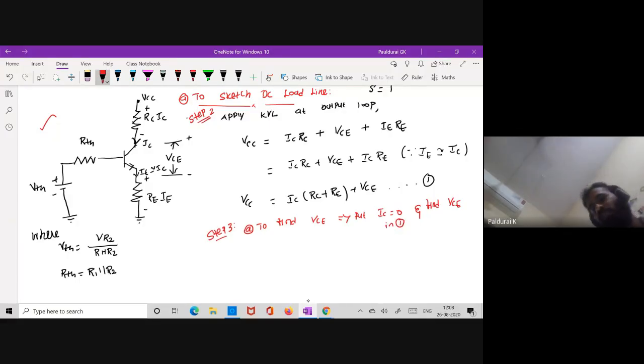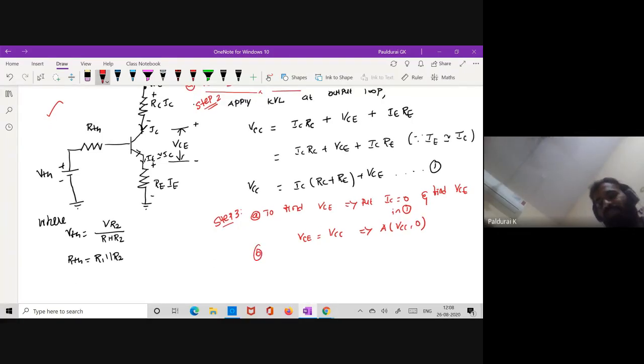If you put IC equal to 0, you end up with VCE equal to VCC. Therefore, my reference point A is VCC, 0. There is no change. Then, to find IC, what is the procedure? Put VCE equal to 0 in equation number 1 and find IC.